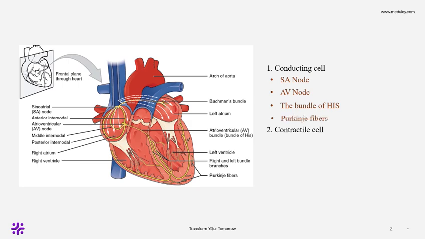Now these Purkinje fibers are situated in the subendocardium region of the heart, and they transmit the wave of electricity to the ventricular myocardium, causing the ventricular contraction. So both of these cells are helping in the cardiac conduction and the contraction.